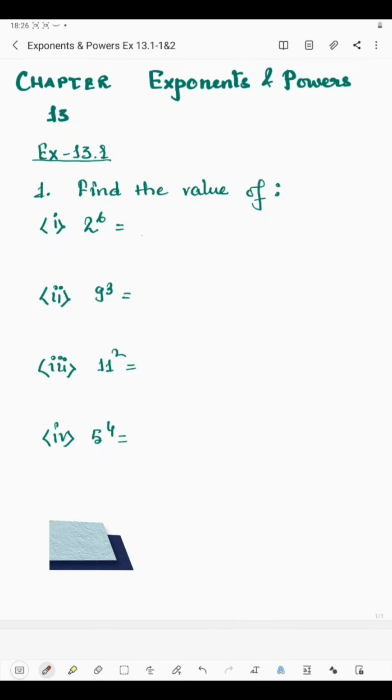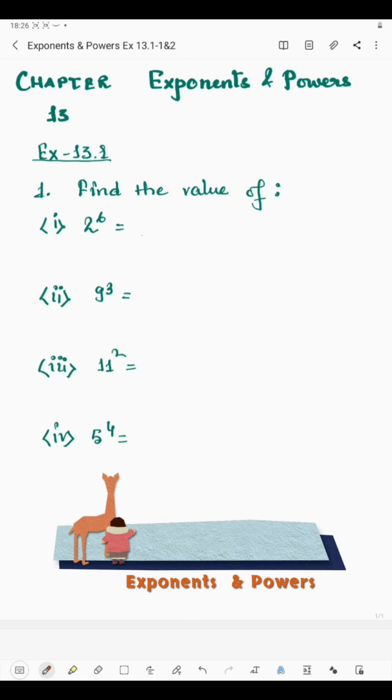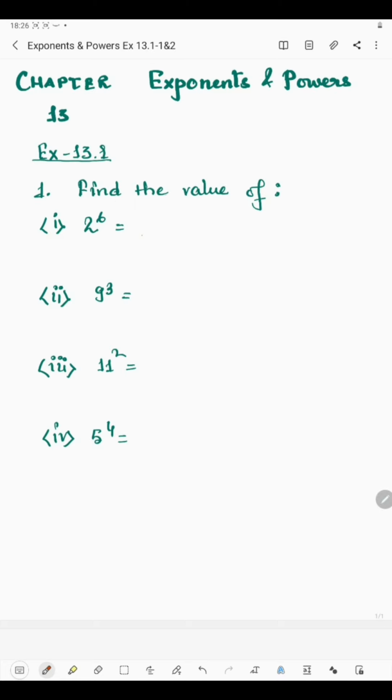Hello students, today I am going to start question number 1 of exercise 13.1. Question number 1 says find the value of the following, which are given in exponential form, and we will have to find the value of each.